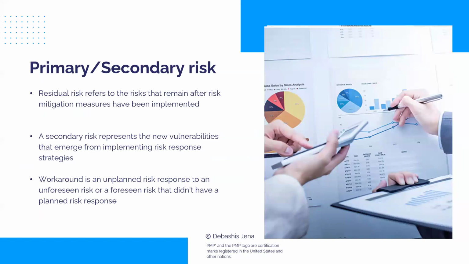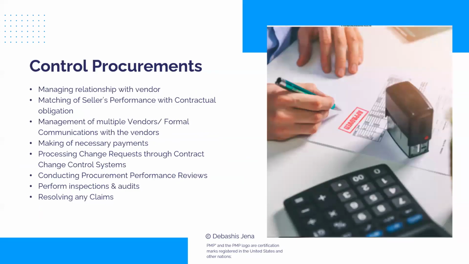All right, so that is all we had in risk monitoring. Then another one, control procurements. So again, try to recall we had a process plan procurements wherein we decided what all we need to procure and we created a bunch of documents that would facilitate procuring the same.